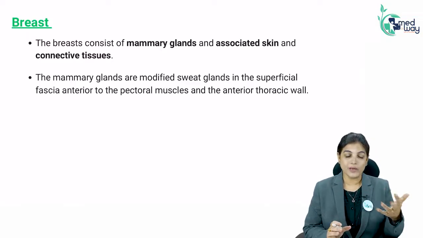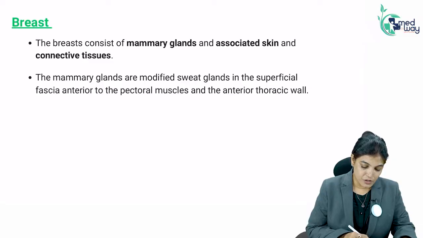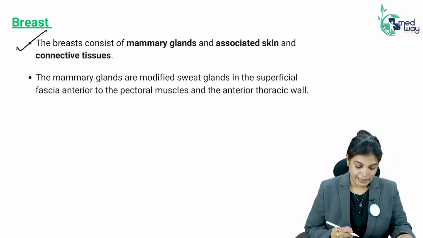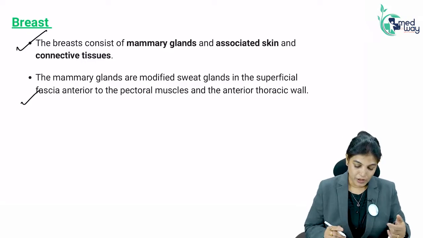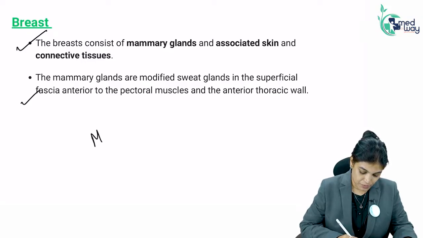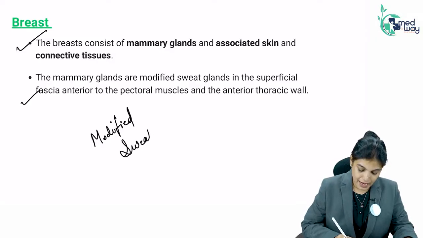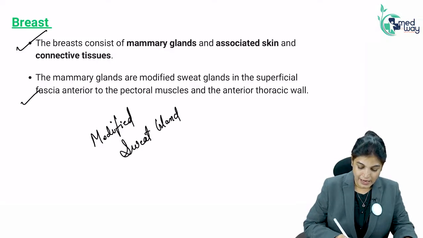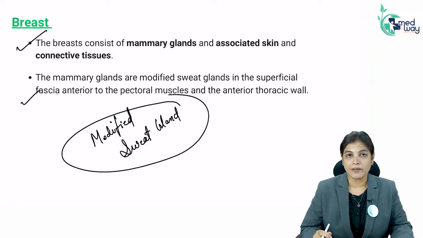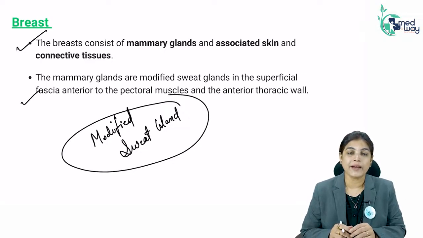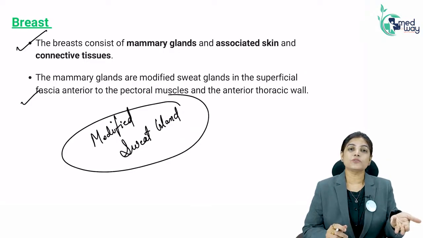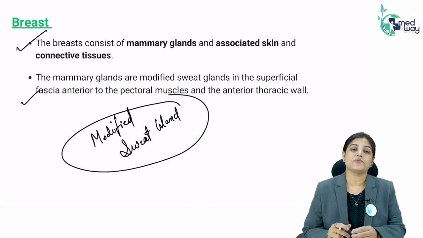So I want you to explain this. The breast consists of mammary gland and associated connective tissues. The mammary gland, if I talk about what exactly the mammary gland is, it's a modified sweat gland. And the location of the mammary gland is in the superficial fascia of the pectoral region. So when you go for the dissection of the pectoral region, before reaching the muscles, in the superficial fascia itself, you get the mammary gland.